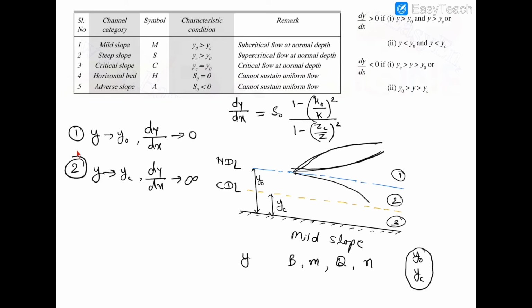So this condition tells that when the profile reaches CDL or critical depth line, the dy/dx will become 90 degrees, meaning the profile will have an angle equal to 90 degrees. It means in the second zone the profile will always have this shape, for mild slope.